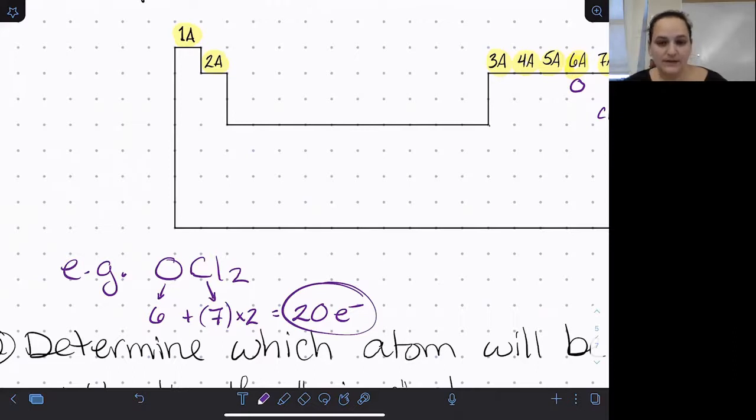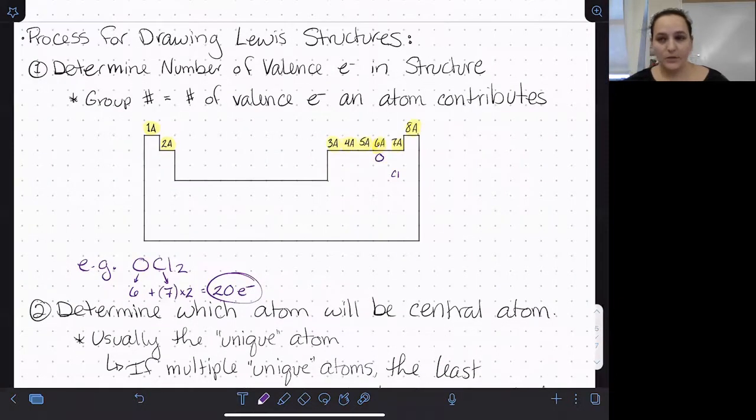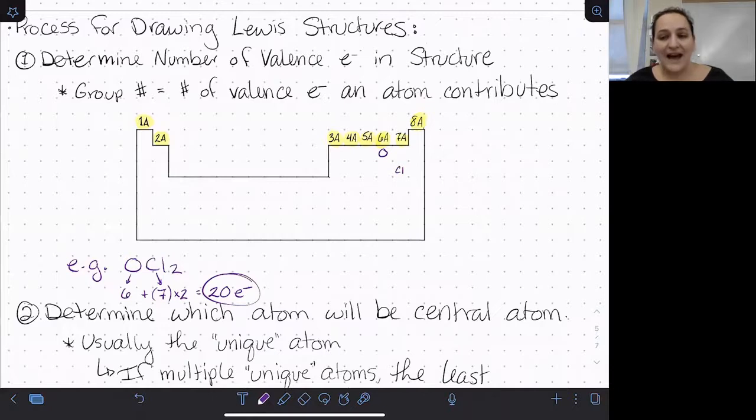So what this means is that my final structure, when all is said and done, must have exactly 20 electrons represented in it, no more, no less. If you do not have exactly 20 electrons, you have not actually drawn the structure for the correct molecule. You've drawn the structure for something with a different charge. If you have extra electrons, that would mean it's an anion. If you have too few electrons, that would mean it's a cation, but it's not actually the structure that we're going for.